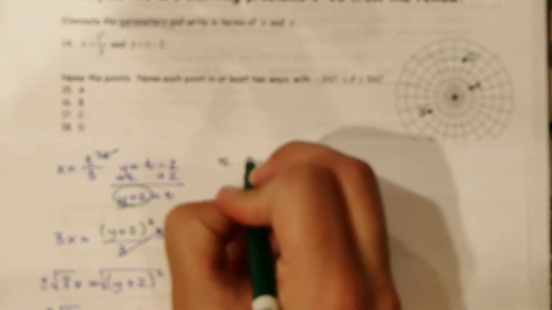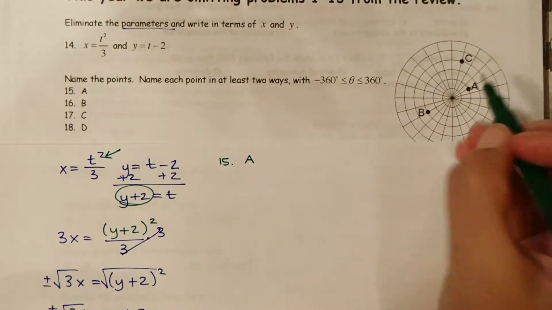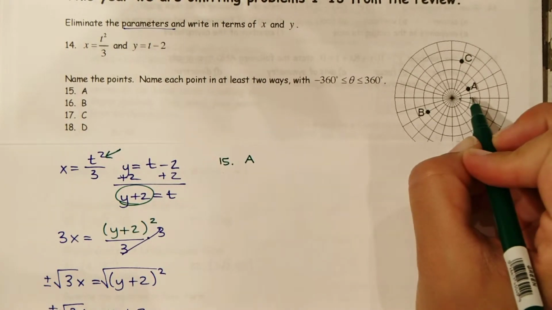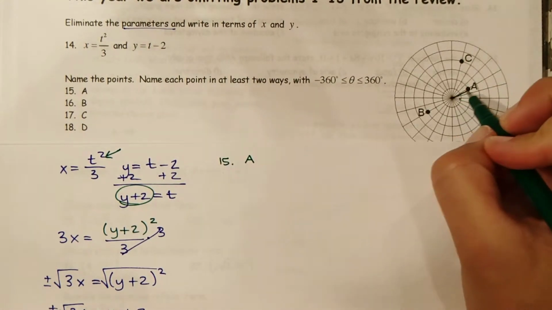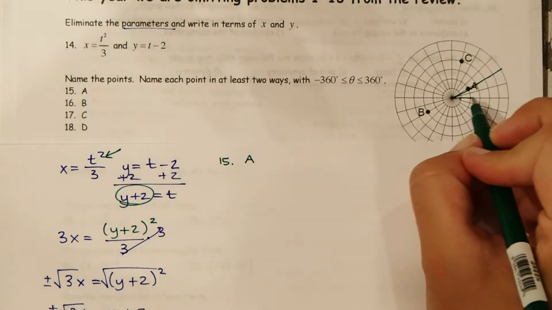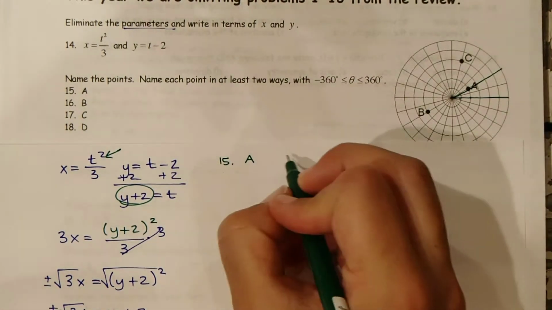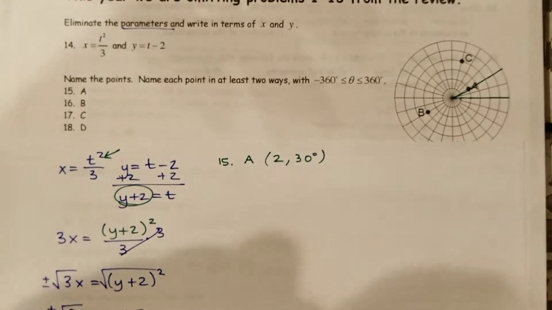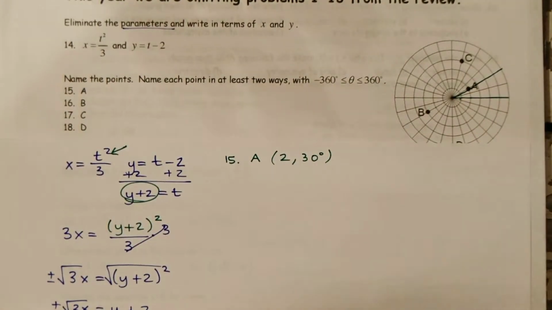Okay, number 15. It says, name the points, name each point in at least 2 ways. So let's start with number 15, point A. So point A is over 1, 2, and it's up 30 degrees here. So A is at (2, 30°).